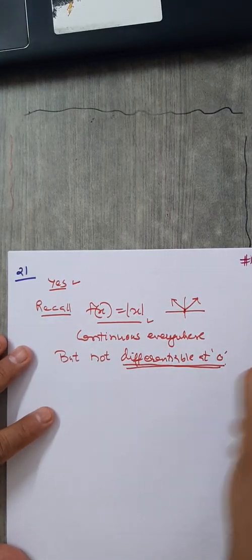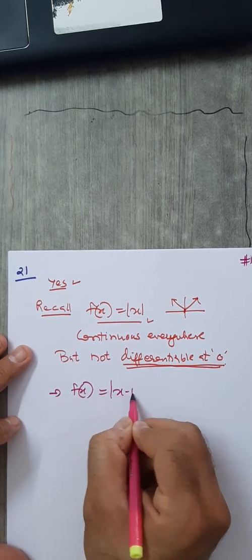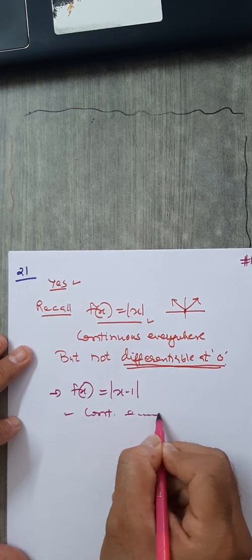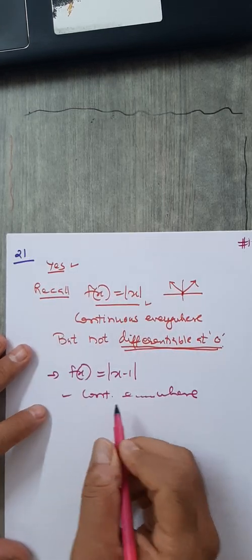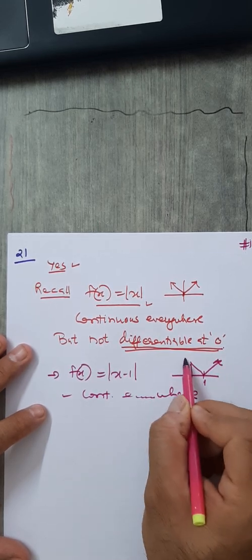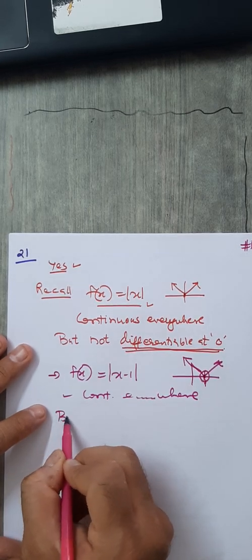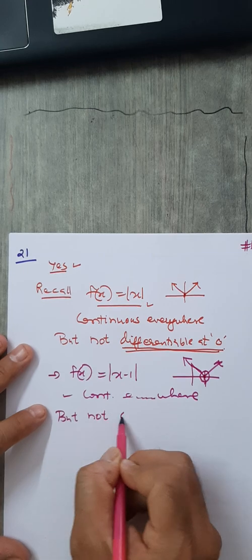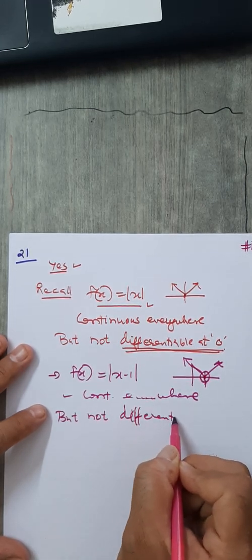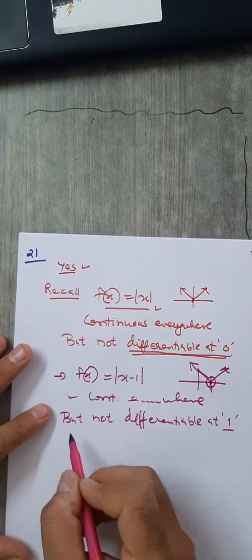Same way here, if I take, for example, f(x) equals modulus of x minus 1. Again, this is continuous everywhere. If you draw the rough graph of this, from 11th standard, it would look like this. It is continuous at 1, but not differentiable at 1. You already proved this in one of the exercise questions. Now you add these two.